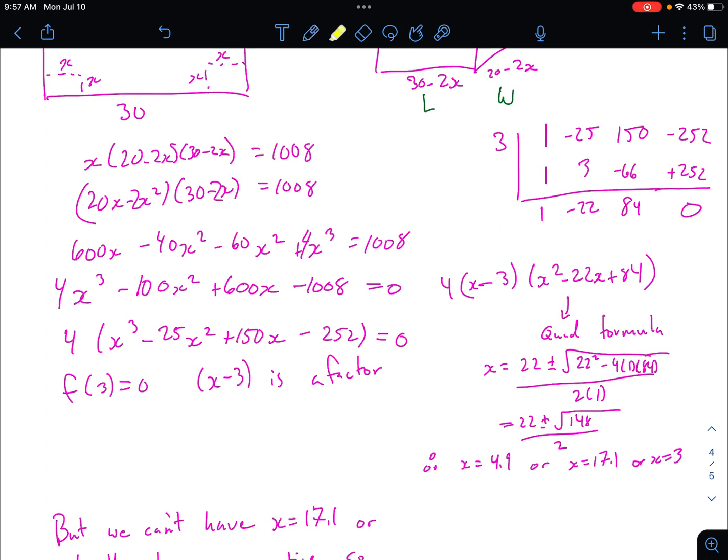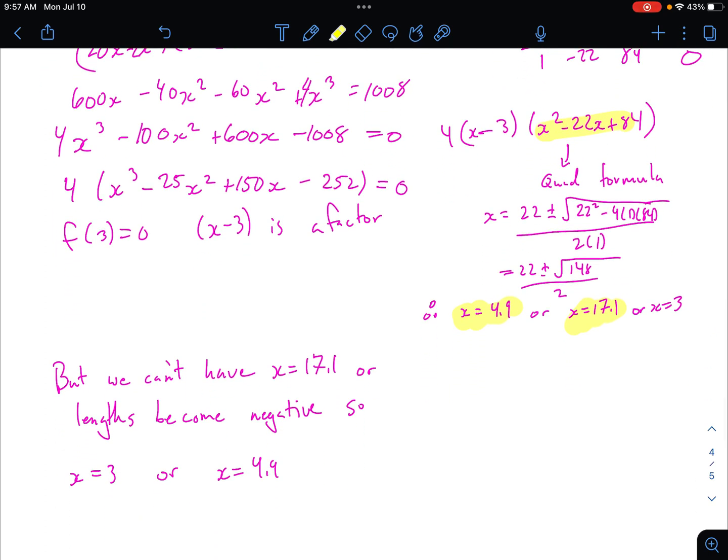If they all worked out nicely, and this time you're going to see here, the other 2 do not work out nicely. So when you find the first one, I did some synthetic division. You could do long division here, and then you could use the quadratic formula here, because this is not nicely factorable.